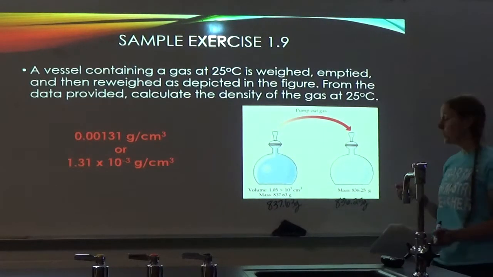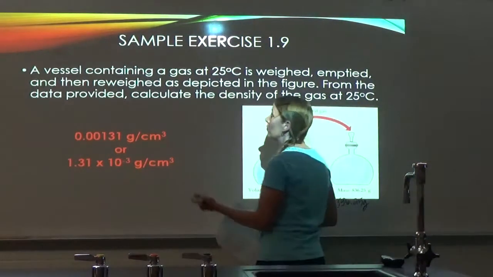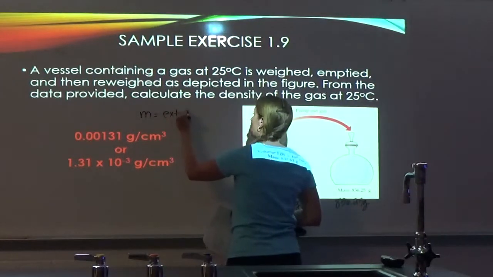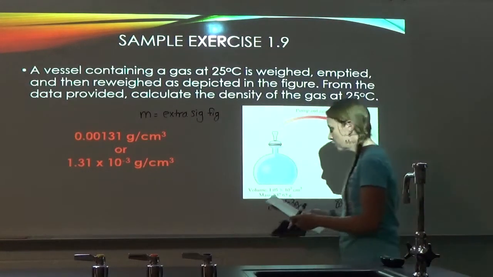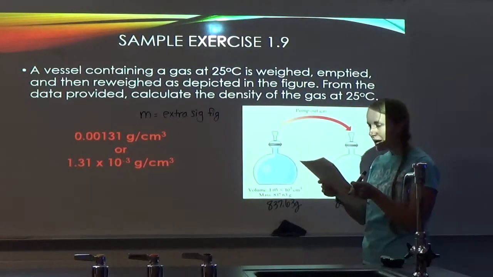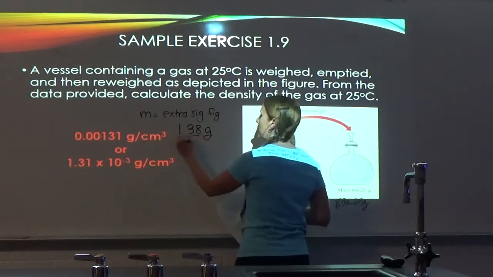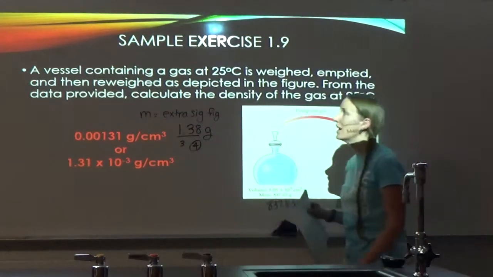So it's saying if we had gone out 1 extra decimal place, could we have gotten an extra significant figure here? Well, if we had an extra decimal place, that means yes, when we subtract our masses, we would have an extra significant figure for our masses. So once I subtracted to begin with, I got 1.38 grams, and that was 3 significant figures. I would have had a 4th one here.